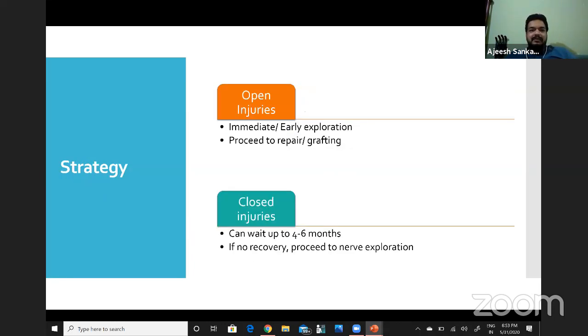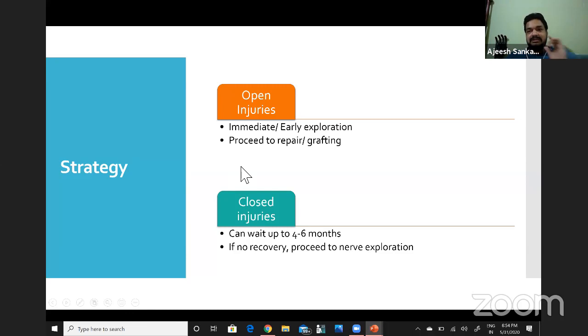So moving ahead, quickly running through the strategy, I think for all open injuries, whenever they present to us, the treatment that we should offer should be an immediate and early exploration. Most of these open injuries would probably be neurotmetic injuries, and there is no way that they are going to recover spontaneously. So in an exam, if you find an open injury, I think it would be safer to straight away offer immediate and early exploration and find the nerve. Obviously, the plan would be to repair or graft it.